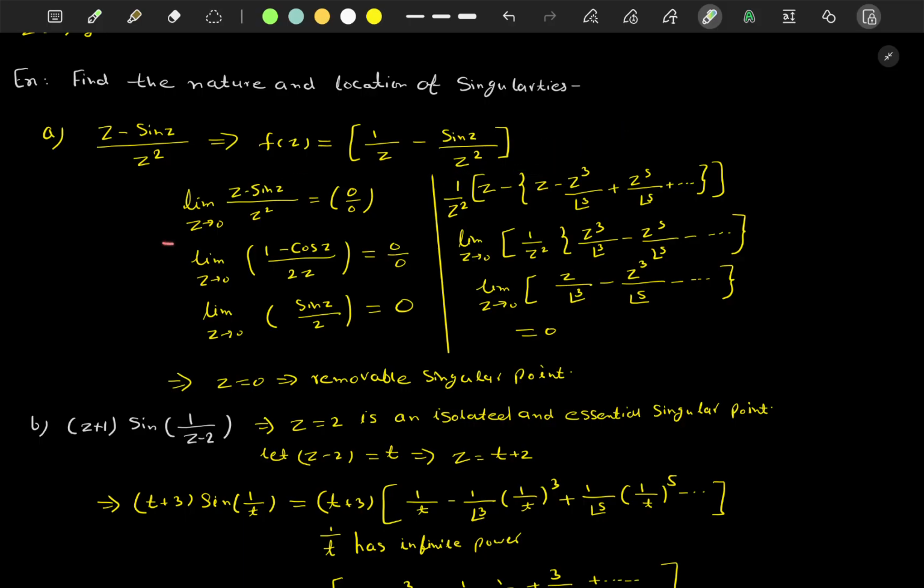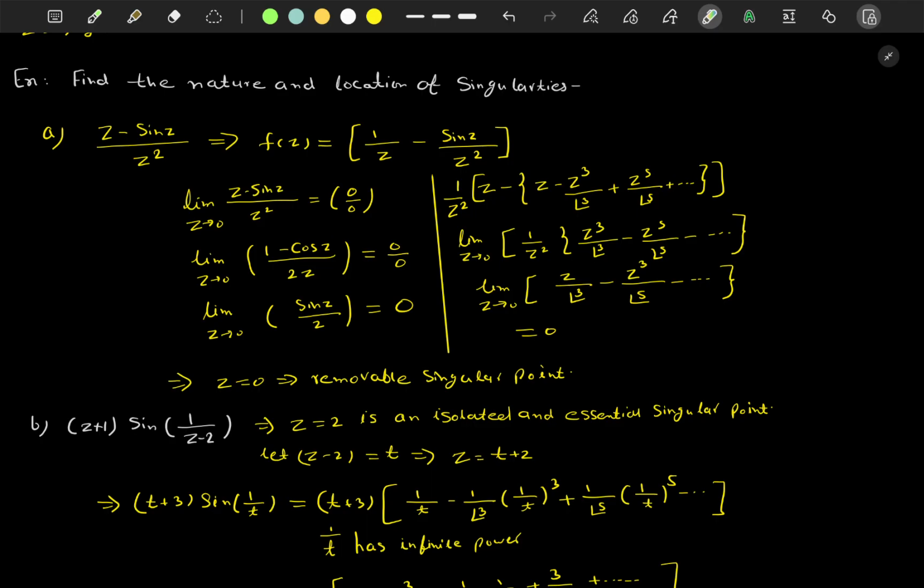When we take the limit as z tends to 0 of (z minus sin z) by z square, you can see 0, 0, so it's a 0 by 0 form. So we will apply L'Hospital's rule. The differentiation of z minus sin z gives 1 minus cos z, and z square gives 2z. It again comes in 0 by 0 form, so again differentiate: sin z in the numerator and 2 in the denominator. Now sin z by 2 will be 0.